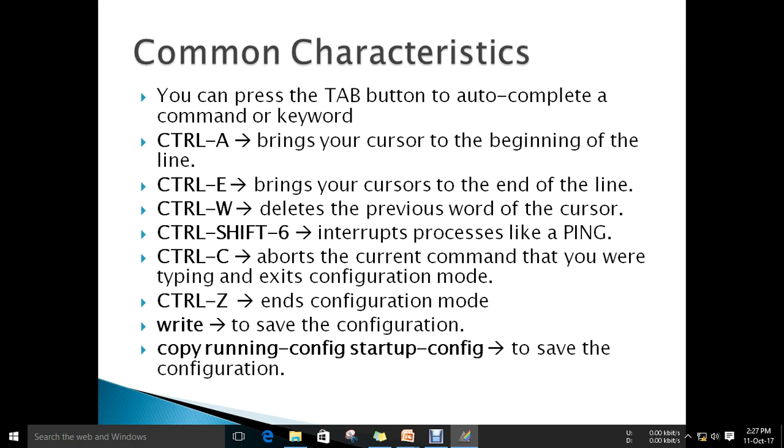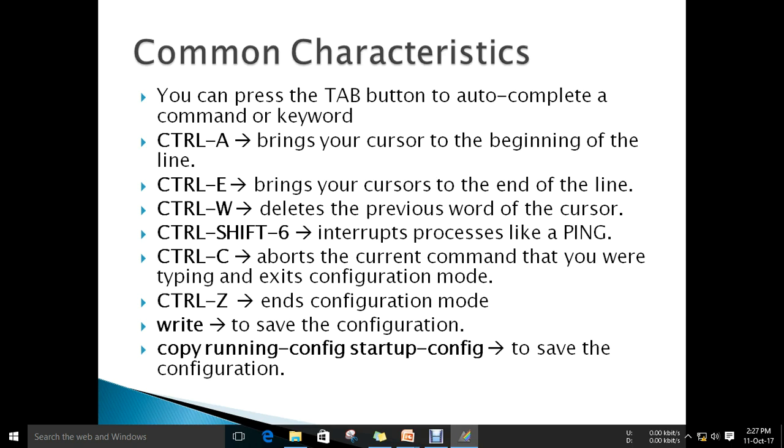And Control W deletes the word before the cursor. Then Control Shift 6: if you are pinging a packet or doing a traceroute, you can cancel it by using Control Shift 6. And then Control C breaks the command, or it just moves back to the configuration mode. Control C takes care of this. And Control Z ends the configuration mode.